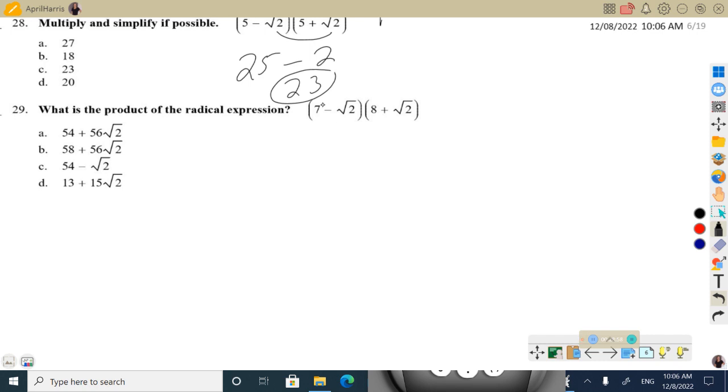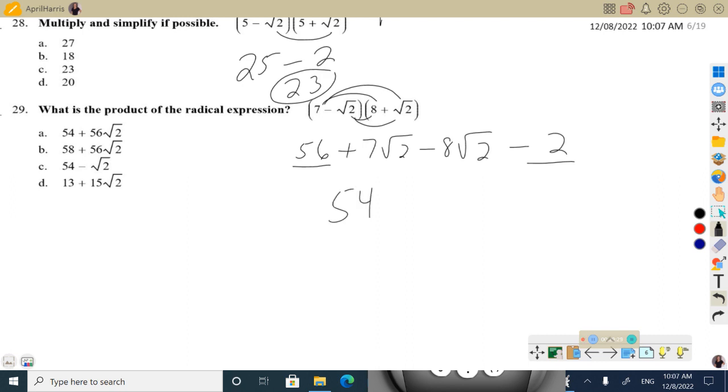So FOIL means first times first, outer times outer, inner times inner, last times last. That's also the distributive property twice. So we got a 7 times 8. That's what, 56? 7 times radical 2 is 7 radical 2. Negative radical 2 times 8 is negative 8 radical 2. And last times last, you got a negative times a positive. That's a negative. Square root of 2 times square root of 2 is 2. Like terms, 56 minus 2 is 54. 7 minus 8 is negative 1 radical 2. The answer is C.